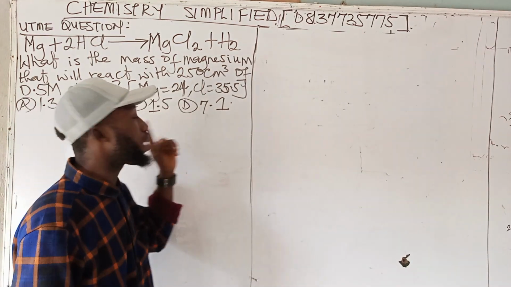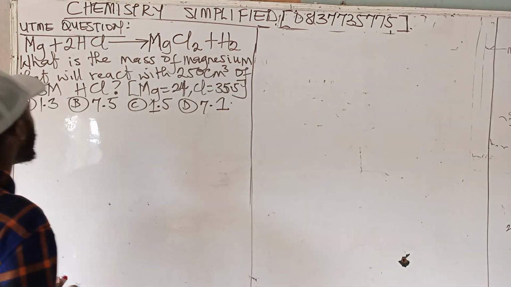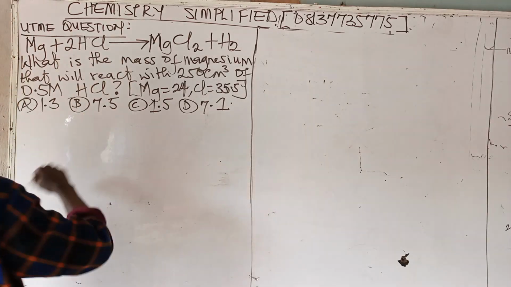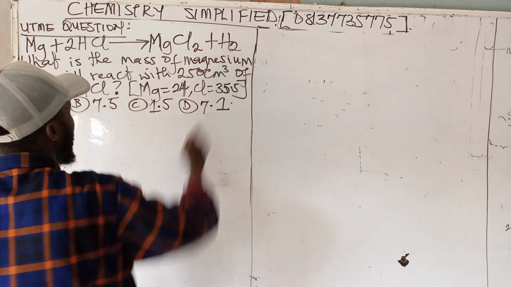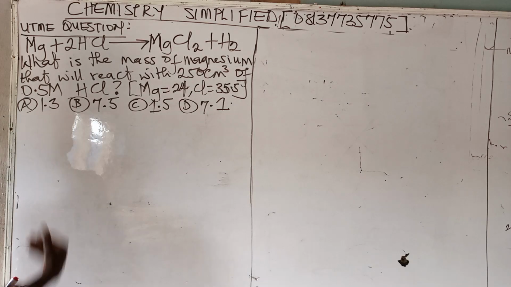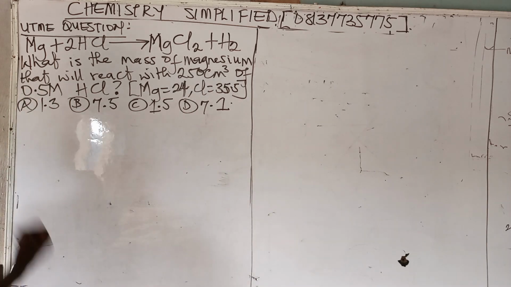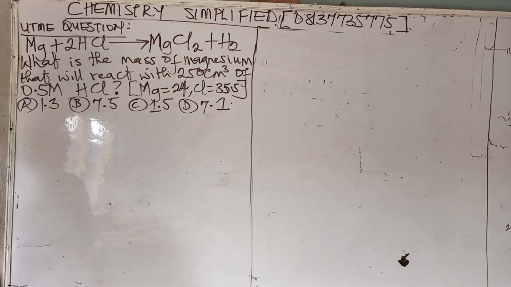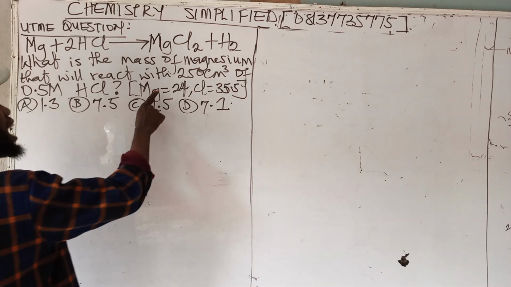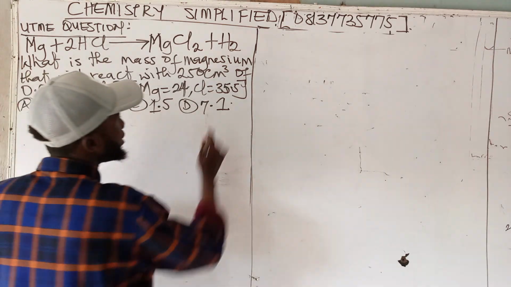Alright, so let's look at this question. I promised you another video on stoichiometry, and that is what I'm bringing to you now. The question says: if magnesium reacts with hydrochloric acid to give magnesium chloride and liberate hydrogen gas, what is the mass of magnesium that will react with 250 cm³ of 0.5 molar hydrogen chloride, whereby you are given the atomic mass of magnesium to be 24 and chlorine to be 35.5?